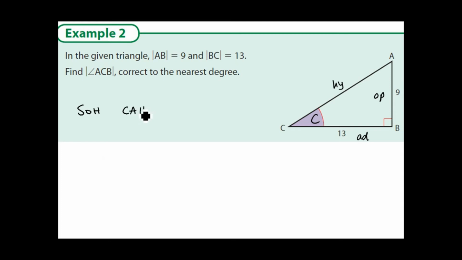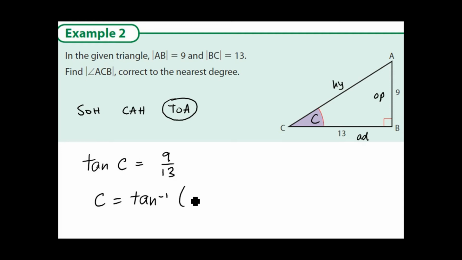We write down our three formulas, so SOH CAH TOA. And I see this time we're interested in the opposite and the adjacent. So which has opposite and adjacent in it? And we see it's tan. So my statement is that tan C is equal to opposite, which is 9, over adjacent, which is 13. So we're finding the angle, we use the inverse. C is tan inverse 9 over 13. We always use inverse when we're finding an angle. So we type this exactly like that into the calculator, and to the nearest degree it is 35 degrees. Make sure the calculator is in degrees.